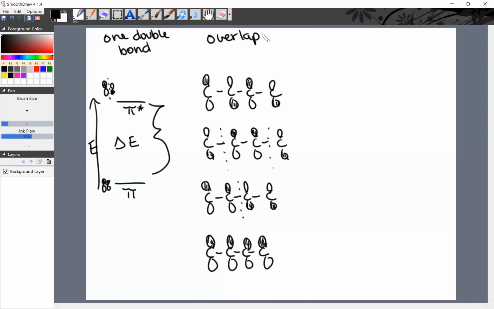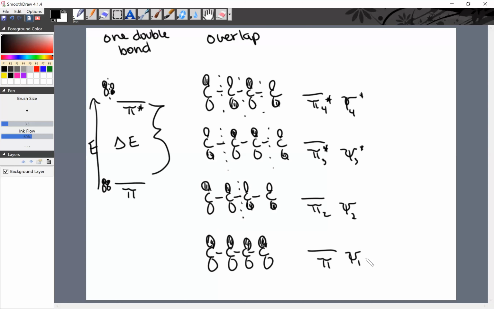Those all are very unique, and they will have one line drawn each of them. So this one would be called pi. This one would be called pi 2. This one would be called pi 3 anti-bonding. And this one would be called pi 4 anti-bonding. And just to make things very difficult, we actually use the letter psi when we're discussing things instead of pi. I know, why can't we stick with one way? Whichever one you use is absolutely fine.